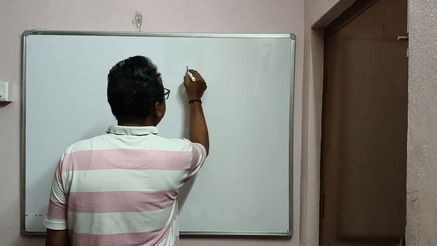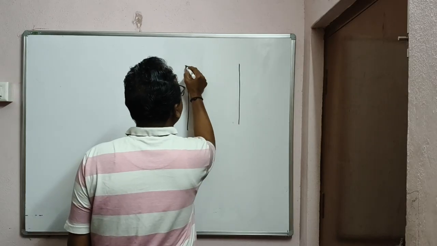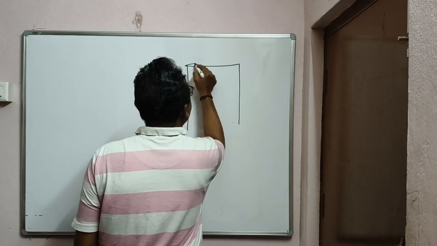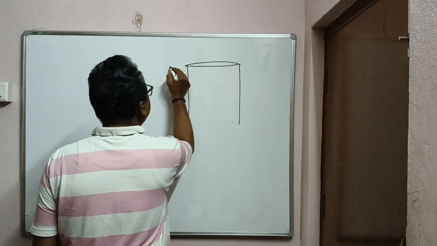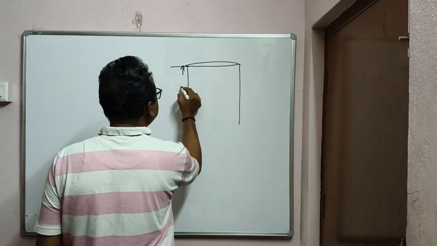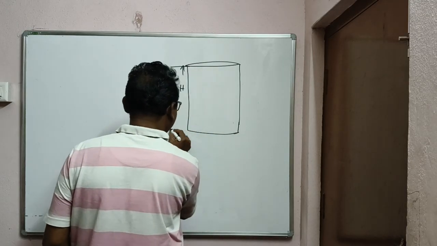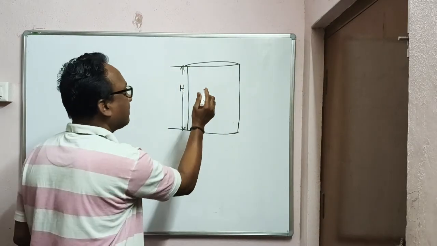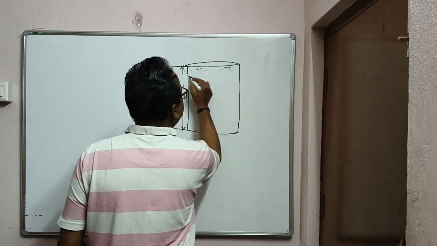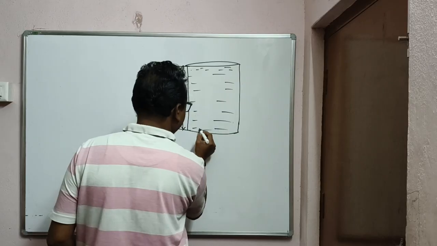See, here there is a tank, an open tank. One tank is there, open to the atmosphere. The height of the tank is given as capital H. The open tank is completely full of water.